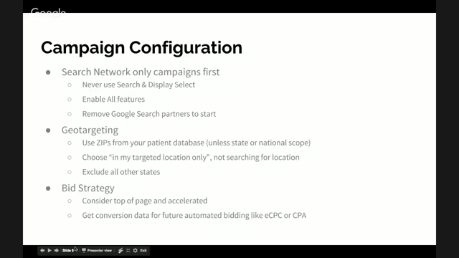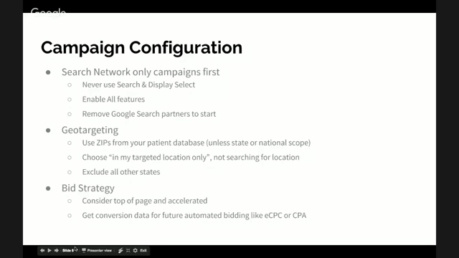So to even go farther and improve your geo-targeting, you should exclude all other states. Again, with the caveat that if you have a national or state scope, you wouldn't necessarily want to do that. But excluding all other states is going to make it much less likely that you're going to get traffic from other states from searchers who have no intent in going to your practice.